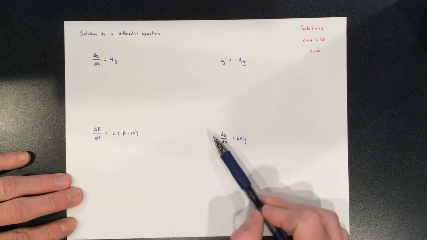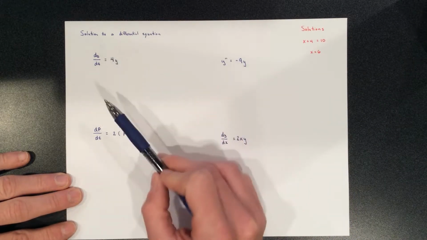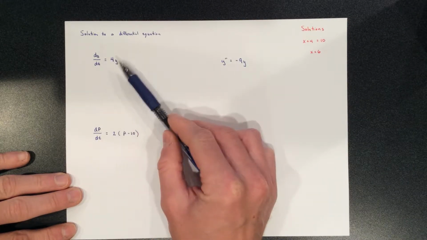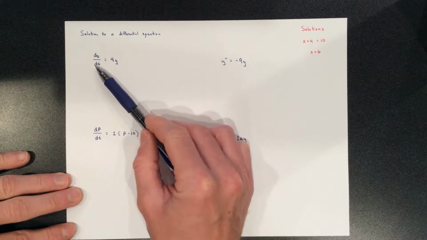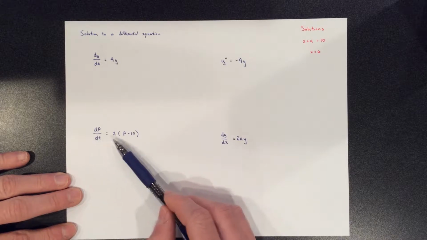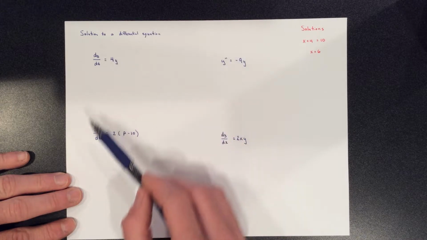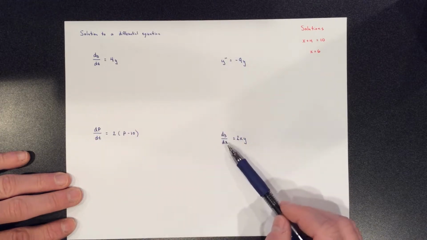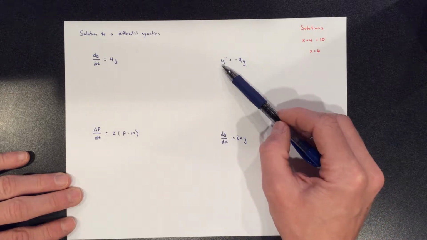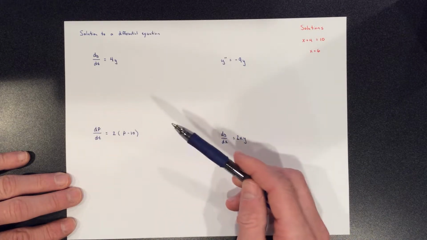So come back over here. These are all differential equations. Well, what does it mean to be a differential equation? It means it's an equation that's relating the derivative to x and y. This one is y prime equals 4y. This one is p prime equals 2 times p minus 10. So y prime is related to y, p prime is related to p. This one over here, y prime is related to x and y. This is y double prime related to y. All of these are in the category of differential equations.